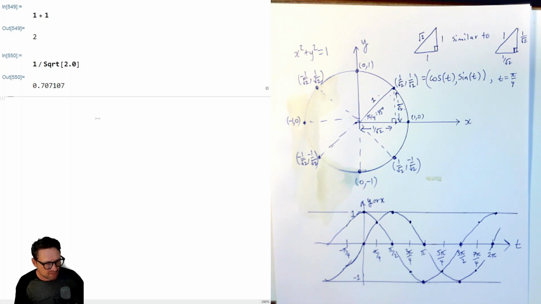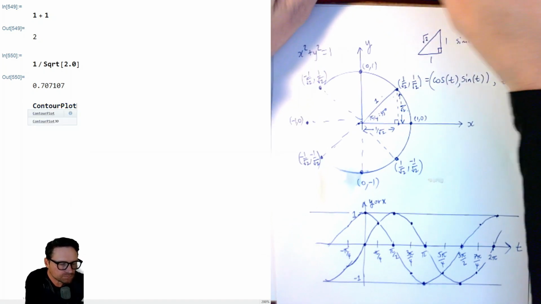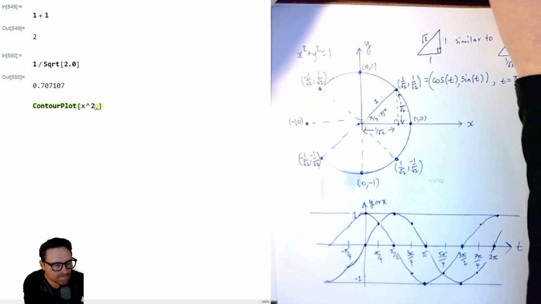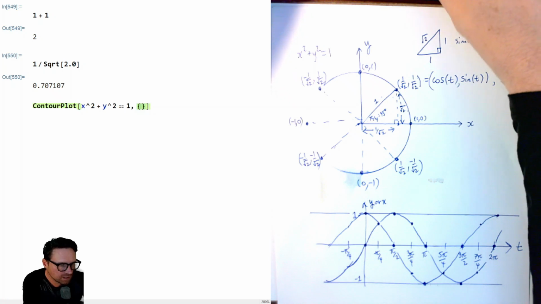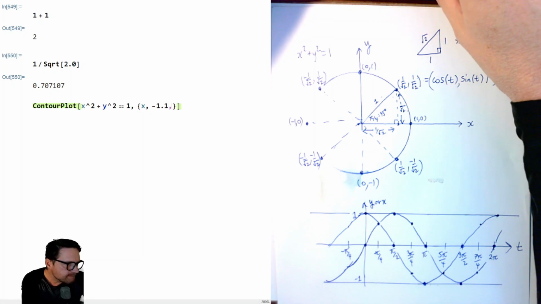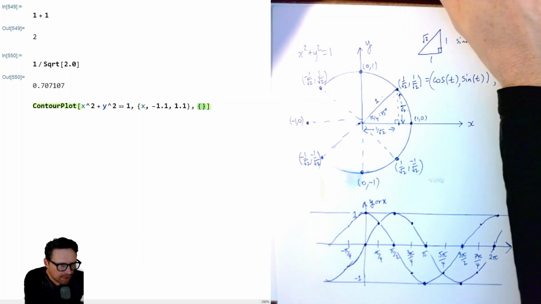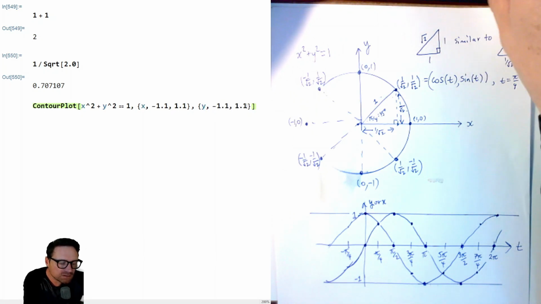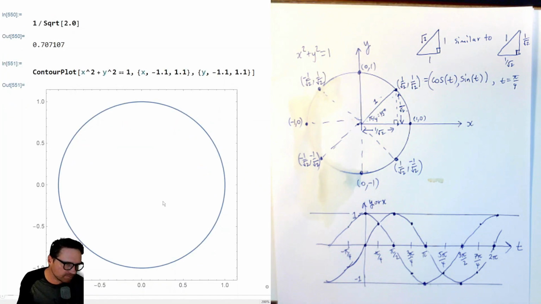So we get a nice plot. I'm going to start with saying ContourPlot, and I'm going to write in this equation x squared plus y squared equals 1. And let's give this a plot range as x goes from minus 1.1 to 1.1, and then y goes from minus 1.1 to 1.1. I've just given a little bit of extra margin there. Okay, so there we have it.